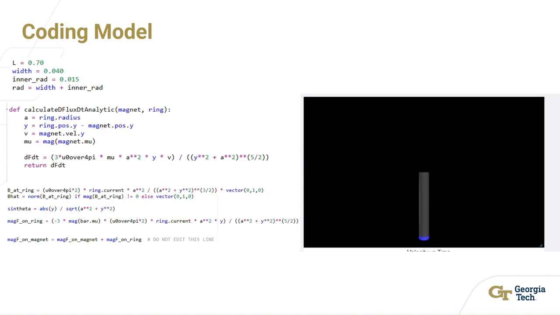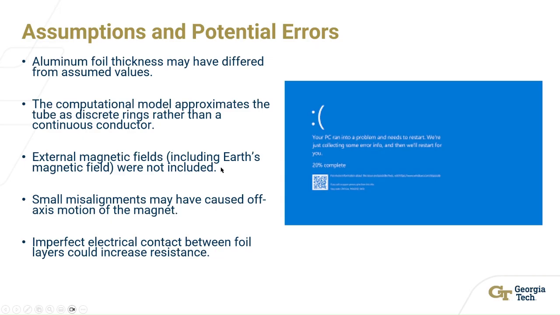The simulation also showed decreasing velocity over time until reaching a terminal speed, confirming that the magnet experiences magnetic drag proportional to velocity. There are some possible sources of error.